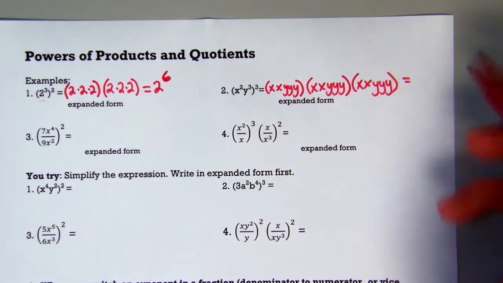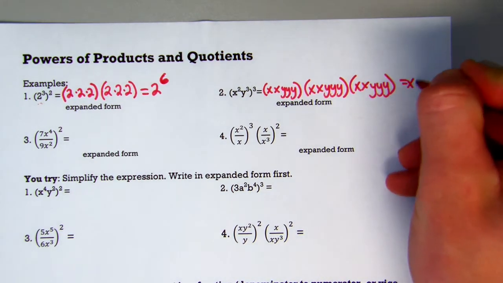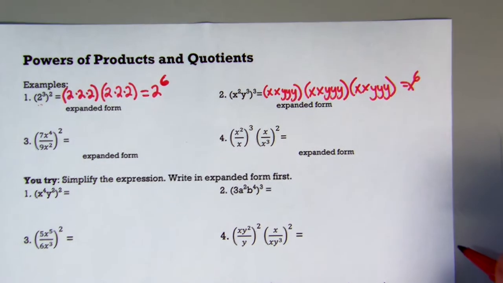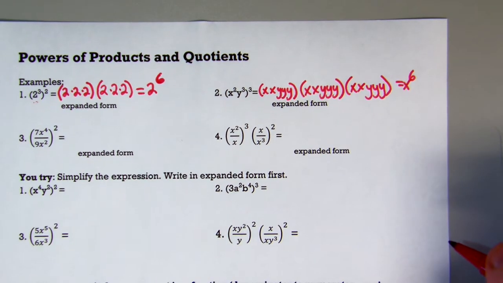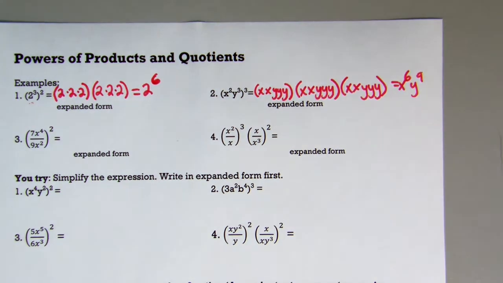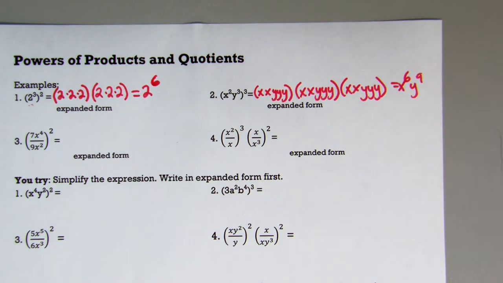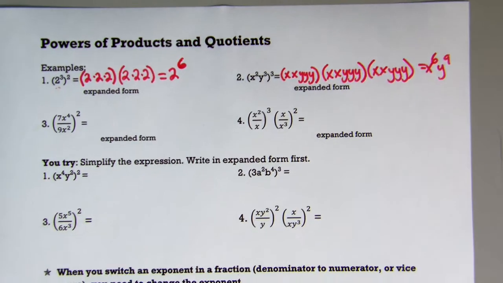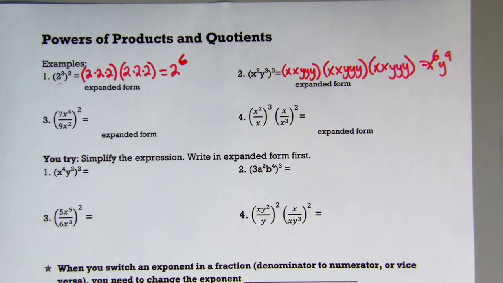Now when I simplify this, combining my like terms, I have 6 x's, so x to the 6th power, and then I have 9 y's, so x to the 6th power and y to the 9th power.